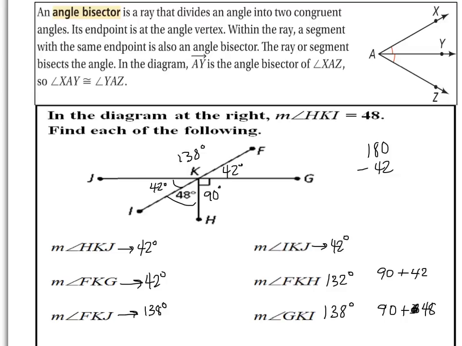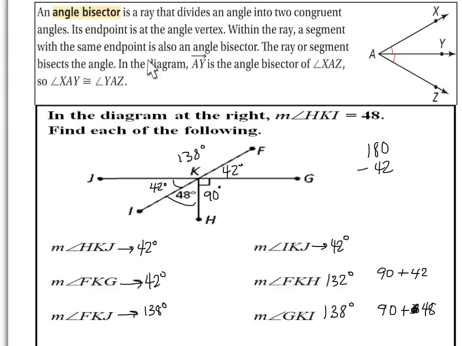It's a ray that divides the angle into two congruent angles. So as you'll notice here, angle XAY and angle ZAY are exactly the same. These two angles right here are equal, congruent. Its endpoint is at the angle vertex.